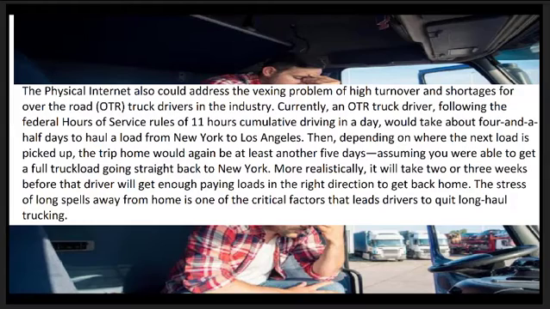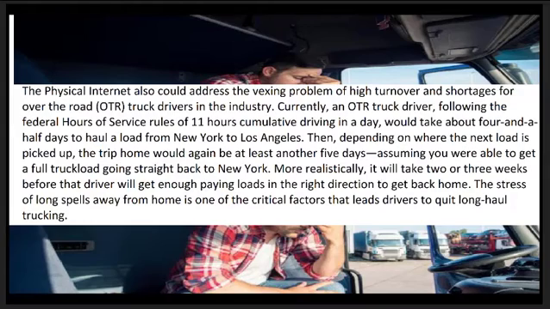truck drivers. The physical internet also could address the vexing problem of high turnover and shortage of over-the-road, OTR, truck drivers in the industry. Currently, an OTR truck driver, following the federal hours of service rules of 11 hours cumulative driving in a day, would take about 4.5 days to haul a load from New York to Los Angeles. Then, depending on where the next load is picked up, the trip home would again be at least another 5 days, assuming you were able to get a full truckload going straight back to New York. More realistically, it will take 2 or 3 weeks before that driver will get enough paying loads in the right direction to get back home.